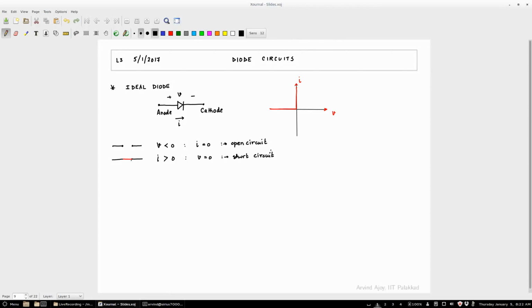So what happens? So I equal to 0. What is the situation? Sorry, I greater than 0. This is a short, right?